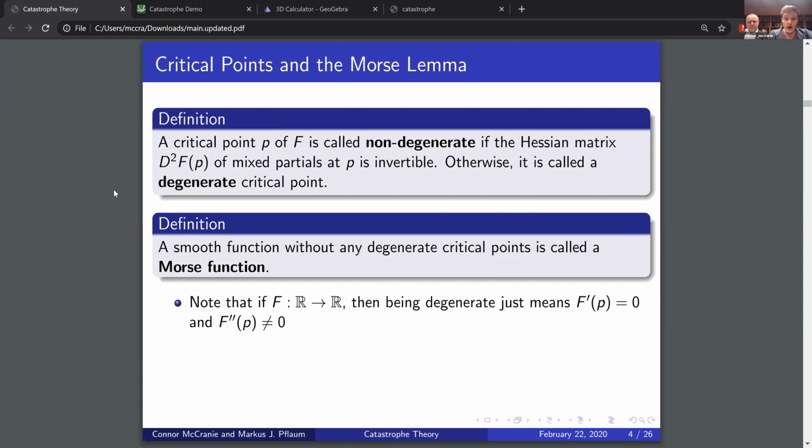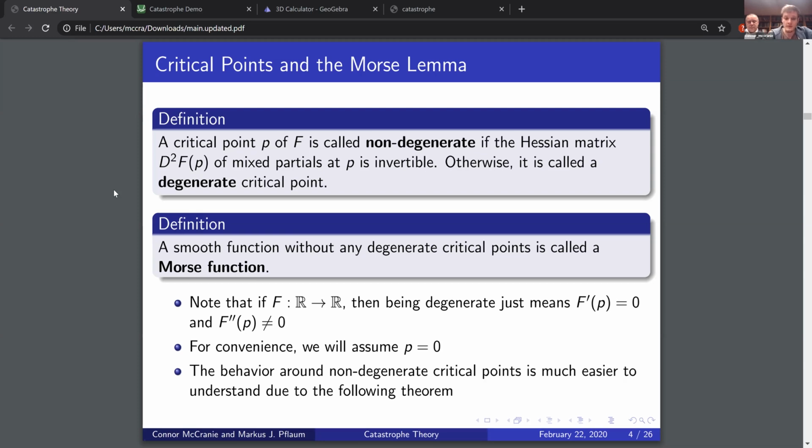So sort of the opposite of catastrophe theory is Morse theory. A Morse function is one with no degenerate critical points, so all of our critical points have invertible Hessian. For the one-dimensional case, this just means that our first derivative is 0, but our second derivative is not 0. For the rest of the talk, I'm just going to assume that P is the origin, because we could always translate by P and have an analogous statement. It's just easier if I always assume that P is 0.